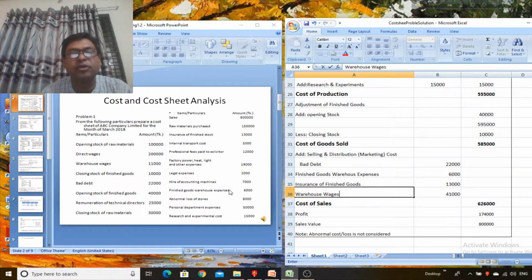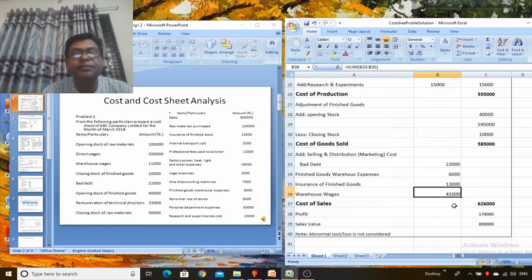Because it is mentioned that the finished goods warehouse expenses is 6,000 taka, this gives us the hint that the warehouse is related to the finished goods. So we consider it in the selling and distribution cost segment. This is 11,000 taka, and the sum will be inserted over here.